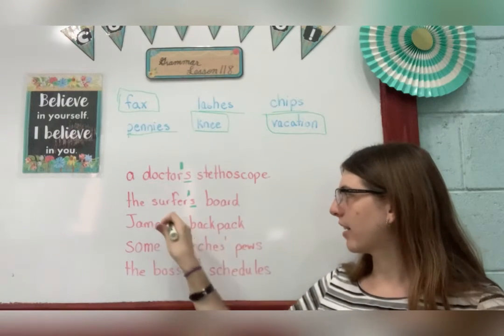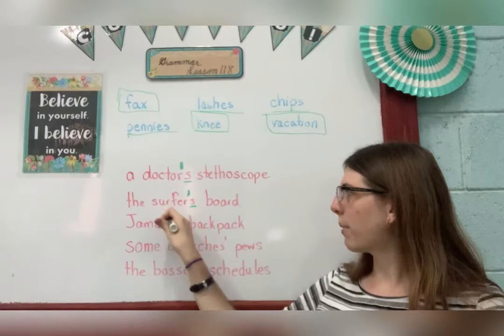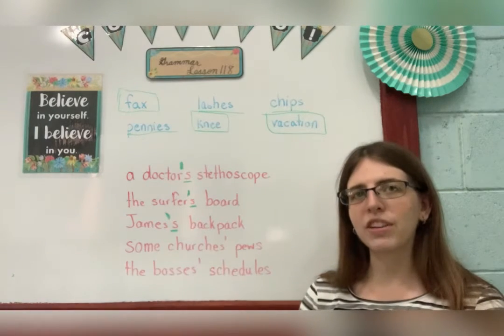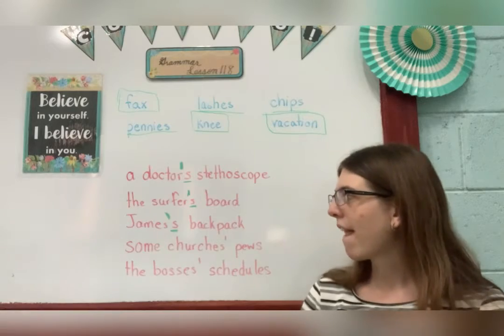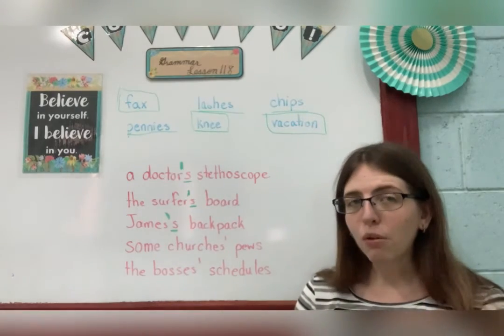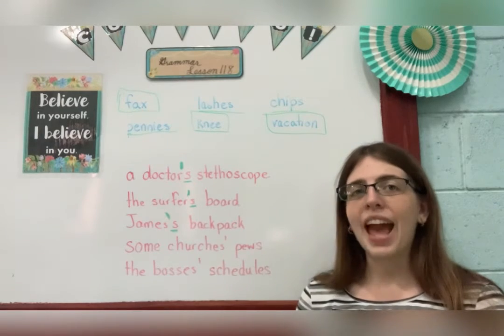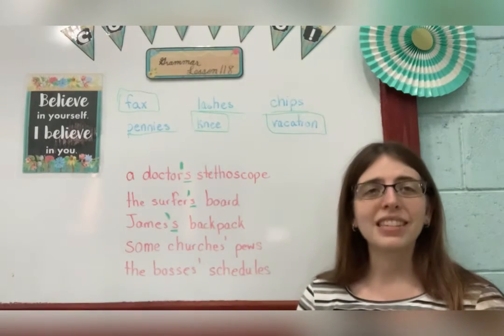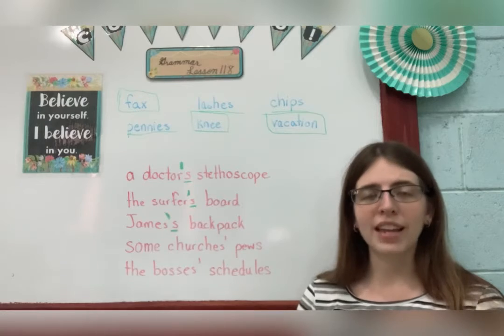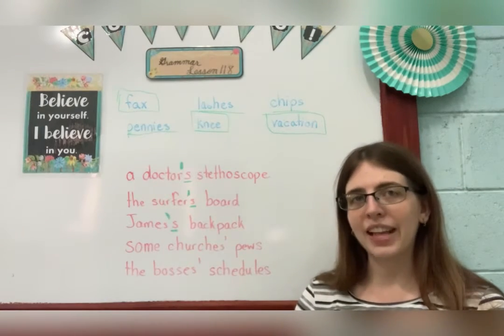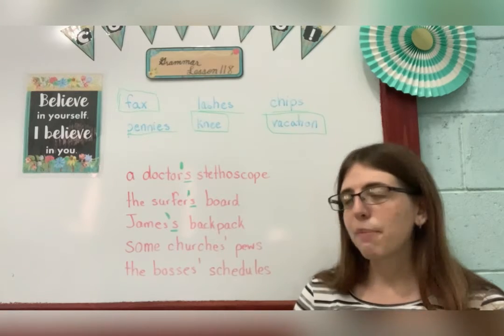James's backpack. So James is one person. Even though his name ends with S, you still add an apostrophe S to the end to show possession. Now, when your noun is plural or other nouns that end in S, you just add an apostrophe. For example, last names that end in S, normally you just add an apostrophe.